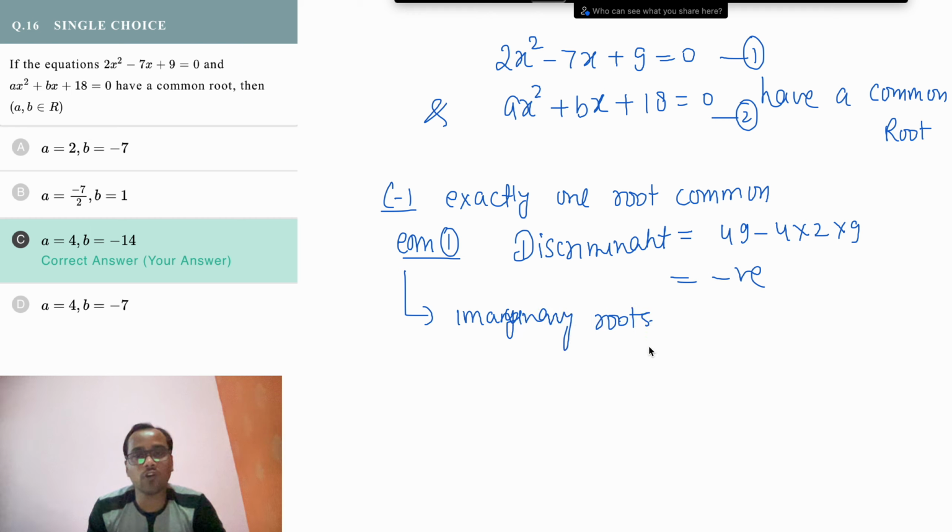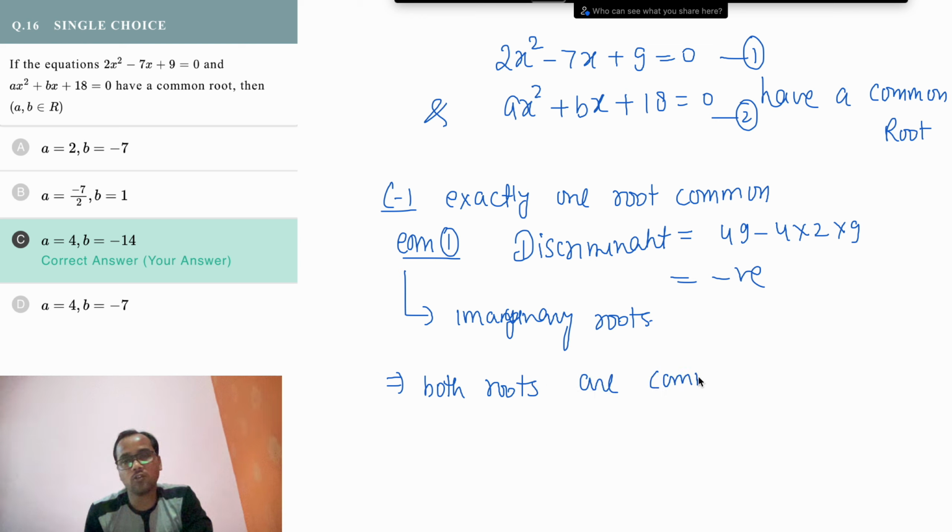And imaginary roots are always in pair. That means both equation 1 and equation 2 will have both roots common, because imaginary roots are always in pair. So exactly one root cannot occur, because if one root is common, then the other root, its conjugate, will also be common for both equations. This implies that both roots are common.